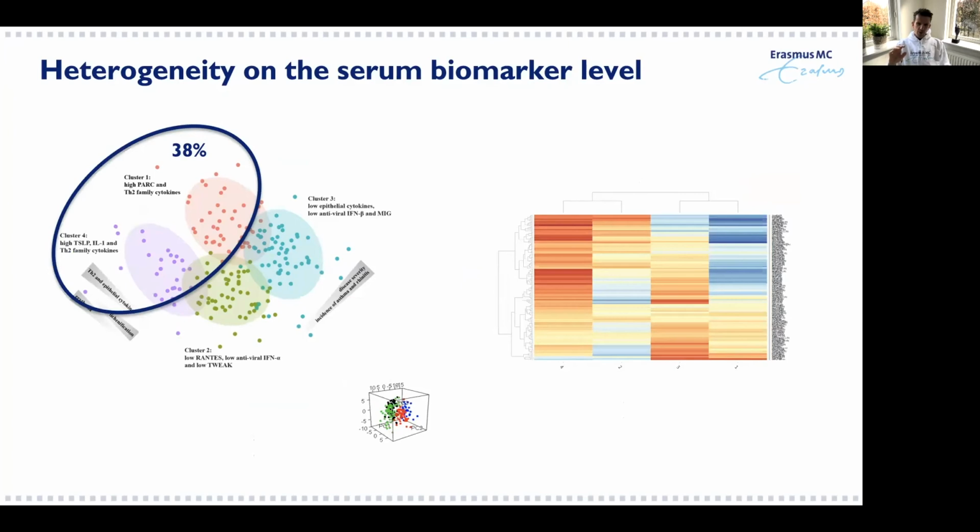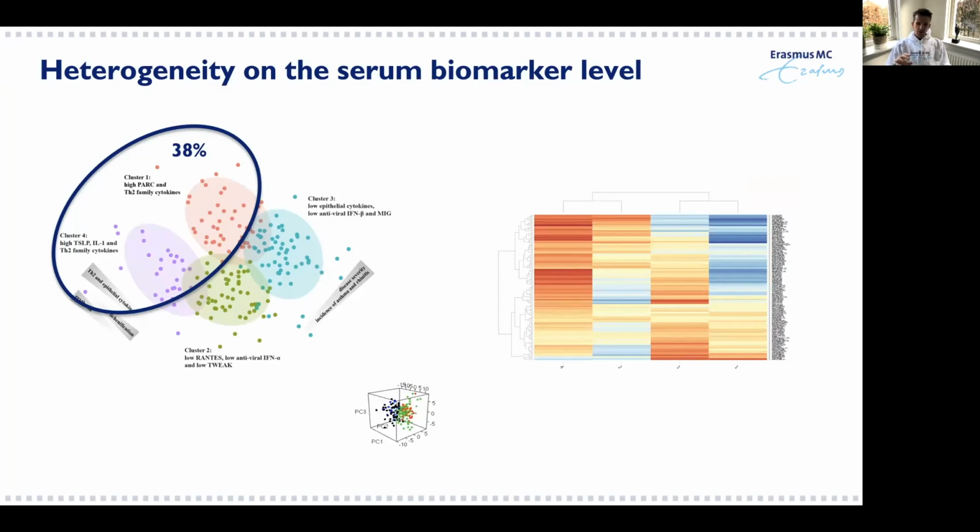patients, 200 moderate to severe AD patients. We looked at 150 serum biomarkers, so cytokines, chemokines, etc. And we tried to see if there were different groups of patients that were clustering. We did find 4 different clusters of patients, and two of these clusters encircle the 38% of the 200 patients, who had high expression of Th2 family cytokines, and they were also different in some ways.